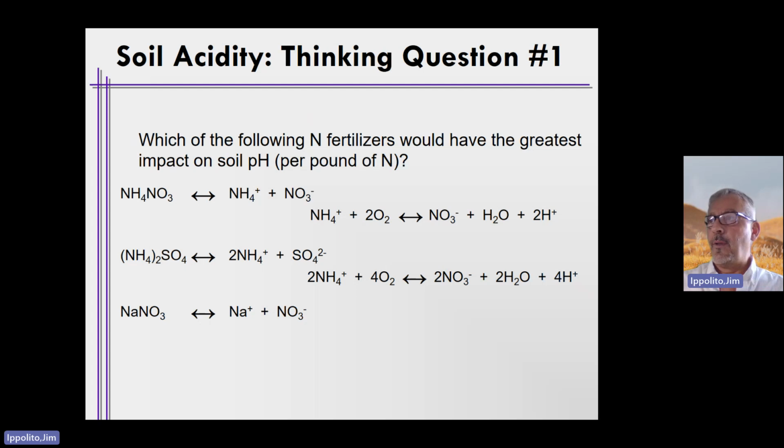The other two fertilizers, what you want to look at is the amount of free hydrogen ions that are generated on a per pound basis. And the greatest amount of free hydrogen ions generated is associated with ammonium sulfate fertilizer. So this one applied over time would lower soil pH to a greater extent or quicker than ammonium nitrate.